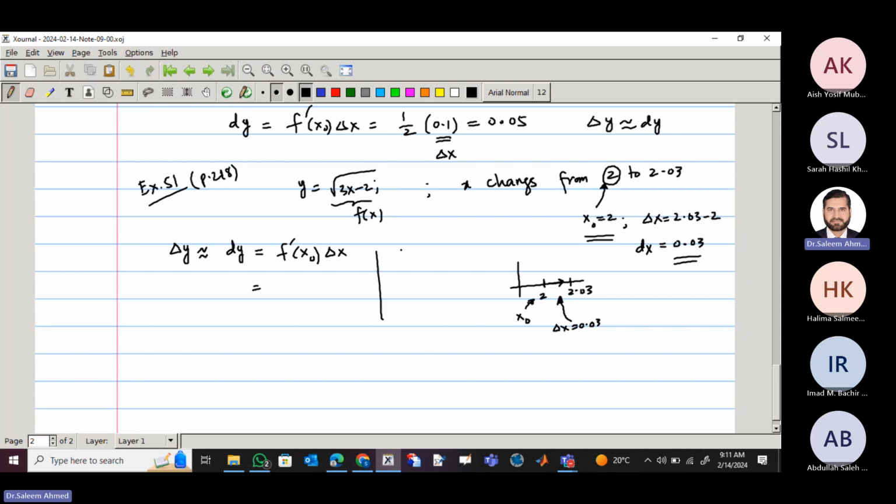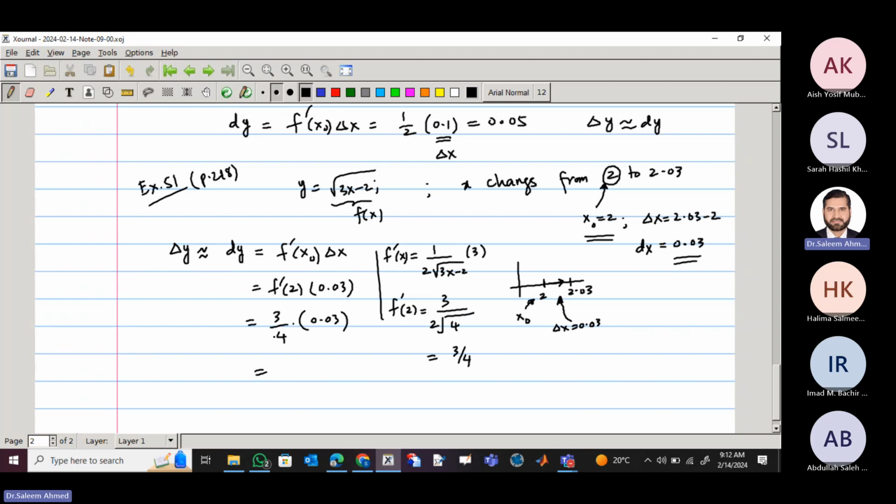So what is my f prime x or dy by dx? F prime x will be 1 over 2 square root of 3x minus 2, and the derivative of 3x minus 2 is 3. So I will calculate f prime at x naught, which is 2, times delta x, which is 0.03. So what is f prime at 2? It is 3 over 2 times the square root of 3 times 2 minus 2, which is 4. The square root of 4 is 2, so that is 3 by 4. So this is 3 by 4 times 0.03. So that is your answer.